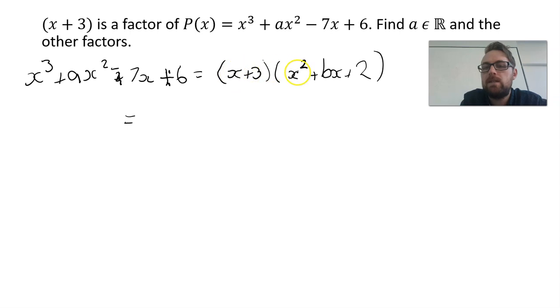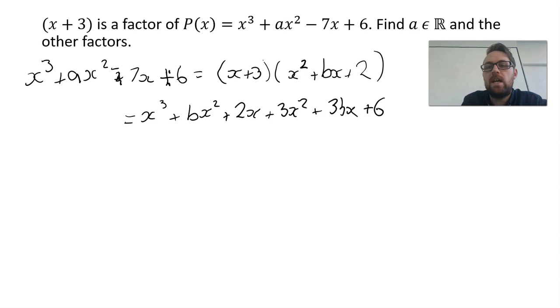So the first term is going to be x multiplied by x squared, which is x cubed. x multiplied by bx is plus bx squared. And x multiplied by 2 is 2x. All right, now I've got to do the same with the 3. So 3 times x squared is 3x squared. Then 3 times bx is 3bx. And 3 times 2 is 6.